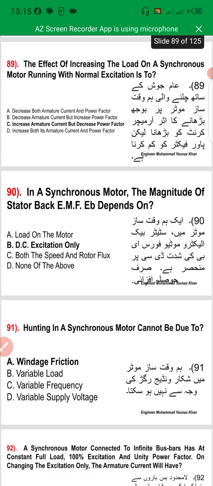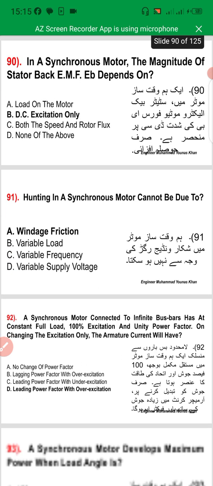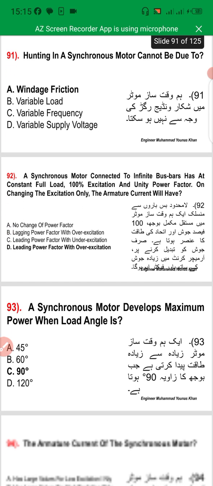The effect of increasing the load on a synchronous motor running with normal excitation is to increase armature current but decrease power factor. In a synchronous motor, the magnitude of a stator back EMF EB depends on DC excitation. Hunting in a synchronous motor can not be done due to windage friction.